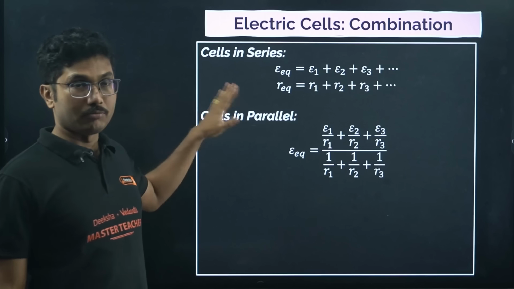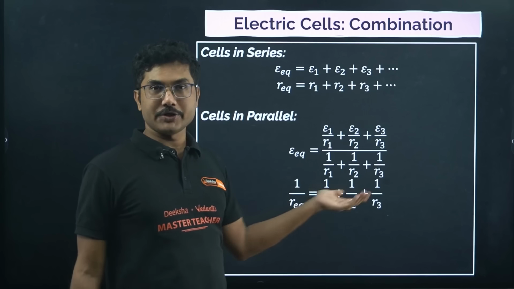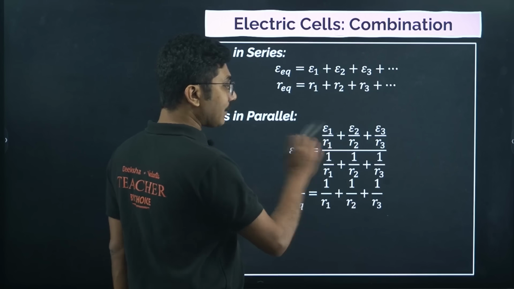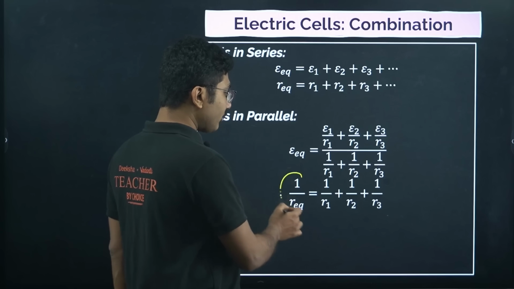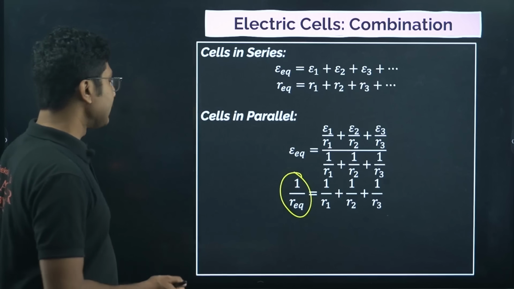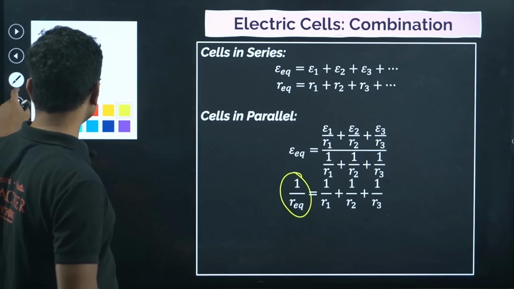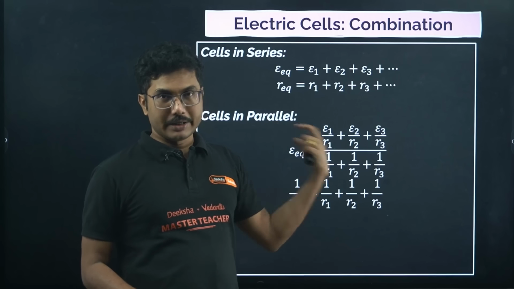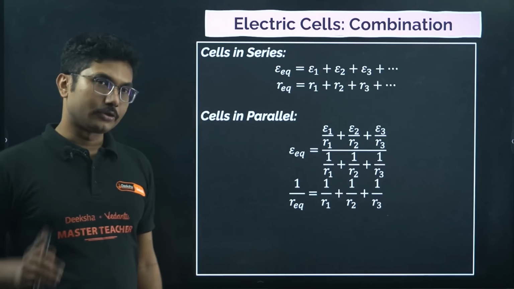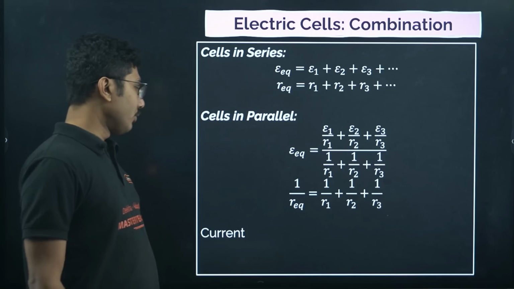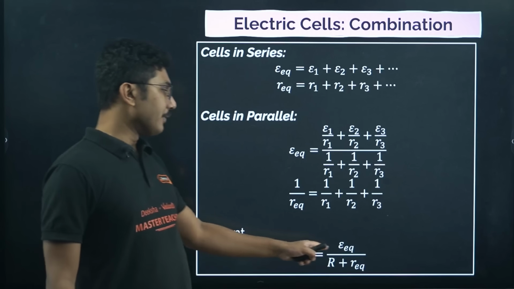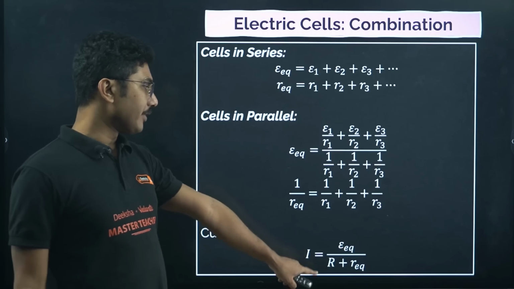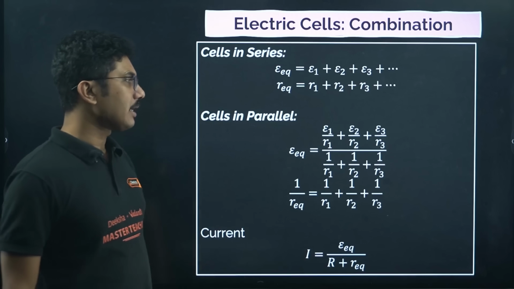Very important formula. Similarly, for parallel combination, equivalent resistance is 1 by Req. Now sometimes students get confused, they calculate everything right, but forget that it is actually 1 by Req. It is not Req itself. You have to take the reciprocal of the value that you have calculated, so don't make a mistake there as well. Now current can be calculated in 2-3 different ways. One of the easiest ways is epsilon equivalent divided by external resistance plus R equivalent.